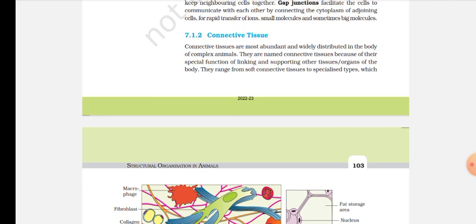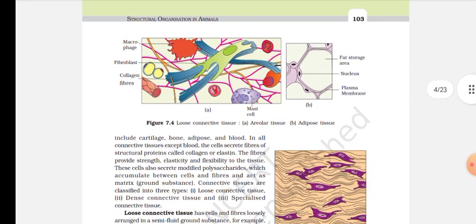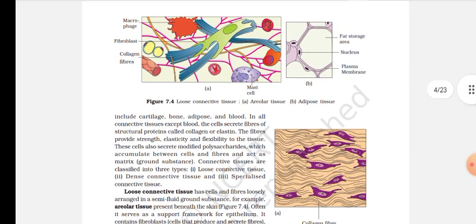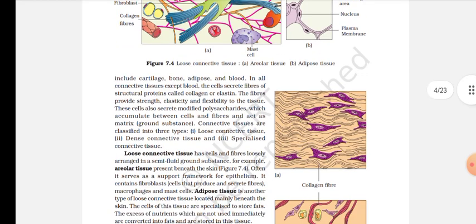They range from soft connective tissues to specialized types which include cartilage, bone, adipose, and blood. In all connective tissues except blood, the cells secrete fibers of a structural protein called collagen or elastin. The fibers provide strength, elasticity, and flexibility to the tissue. These cells also secrete modified polysaccharides which accumulate between cells and fibers and act as matrix, that is, ground substance.